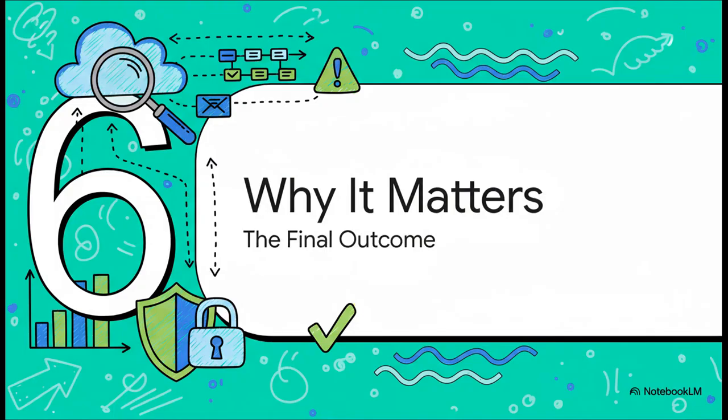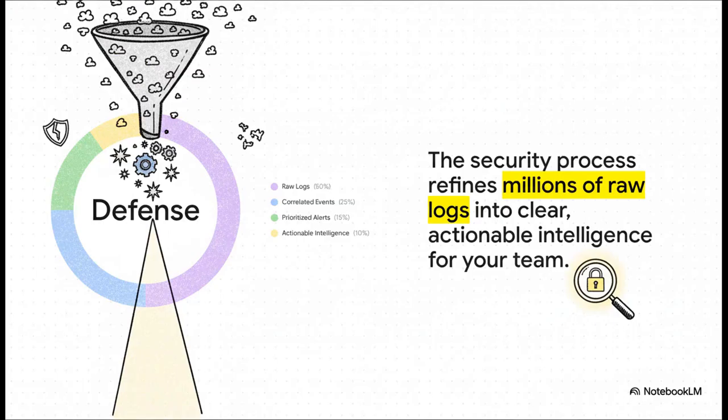Okay, we have covered a ton of ground. We've talked detection, logging, and analysis. So let's bring it all home and talk about the real-world outcome of putting this all together. The whole process really is a funnel. You start at the top with millions upon millions of raw logs. It's mostly just noise. Your SIEM then correlates them into a smaller number of meaningful events. From there, your analytics prioritize those into a handful of high-fidelity alerts. And what comes out at the bottom? Actionable intelligence. A clear, trustworthy signal that tells your security team exactly what's wrong and what to do about it.